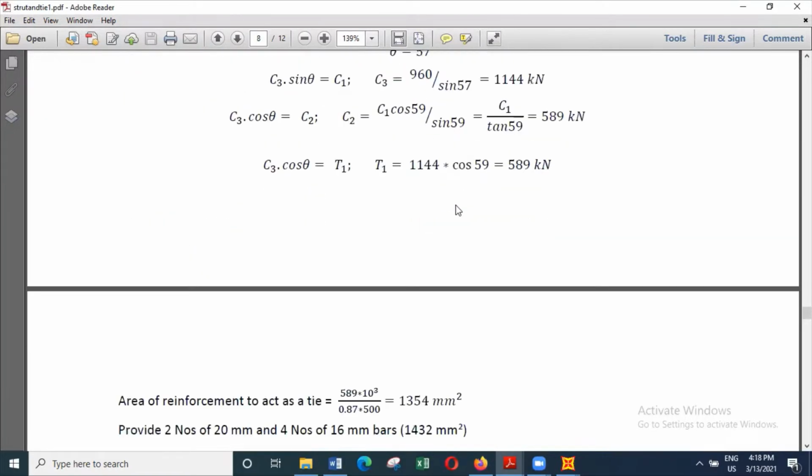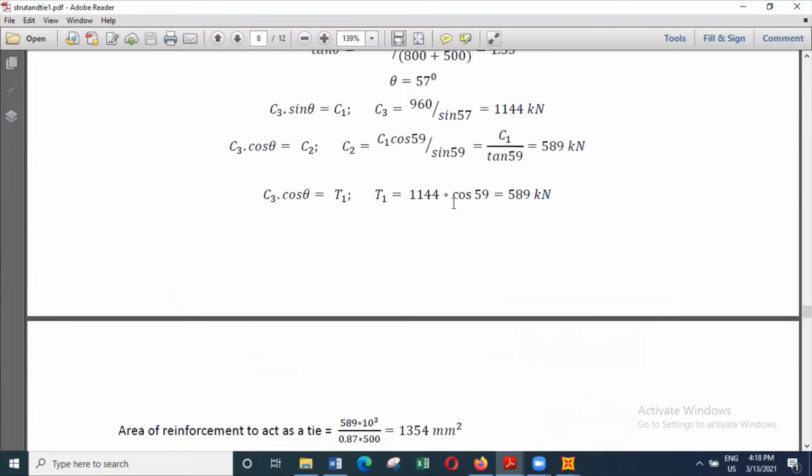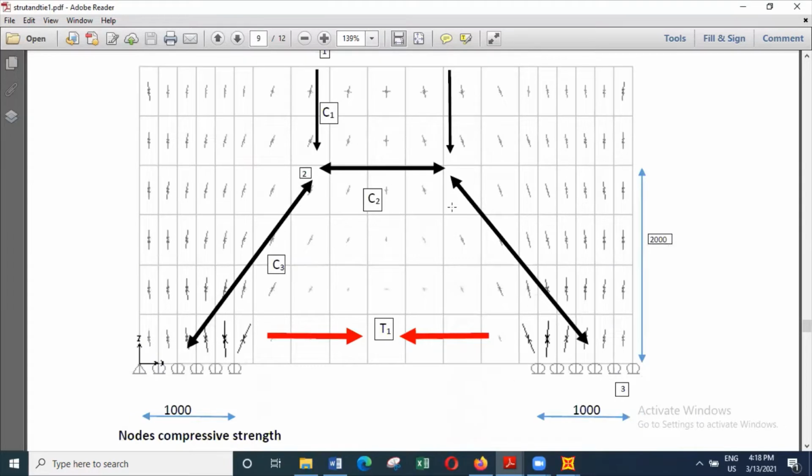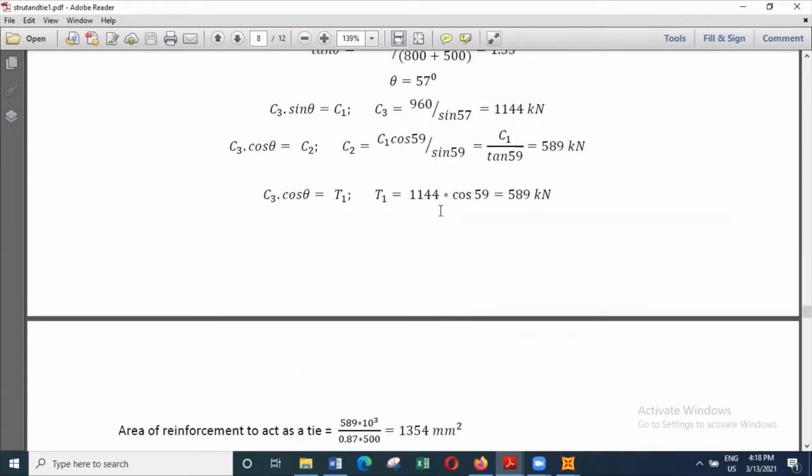So based on that, you can work out C1 is known. C1 is 960 kilonewtons. So C3 can be worked out. C3 is C1 divided by sine 57, which is 1144 kilonewtons. And in addition to that, you can work out the force in the tie. Force in the tie is 589 kilonewtons, or it is equal to C1 divided by tan 59, or C3 cos theta. Both give the same answer, 589 kilonewtons.